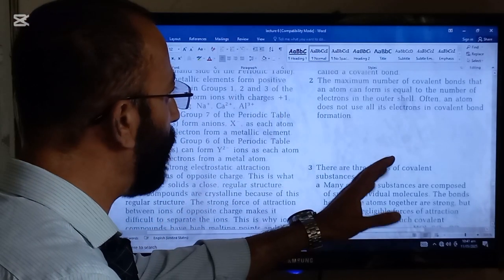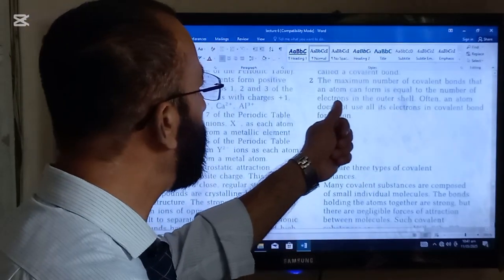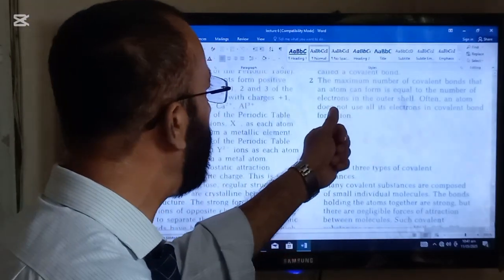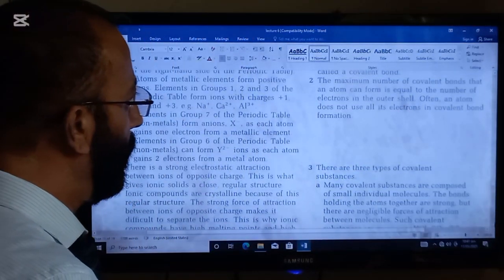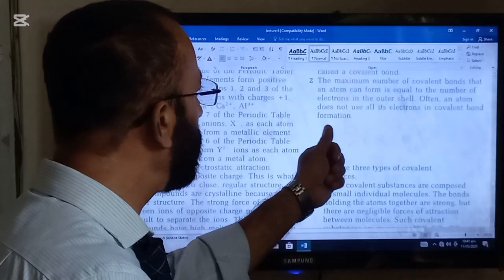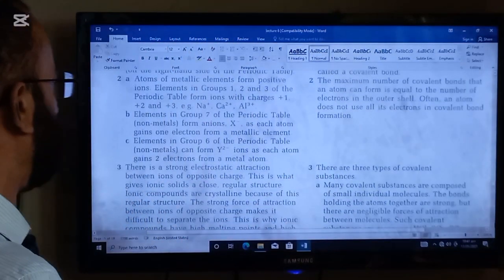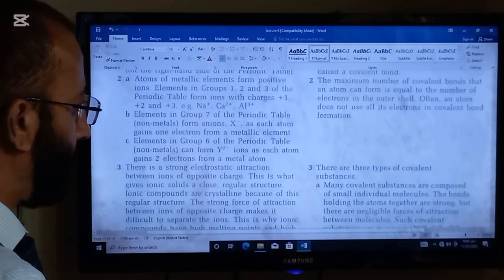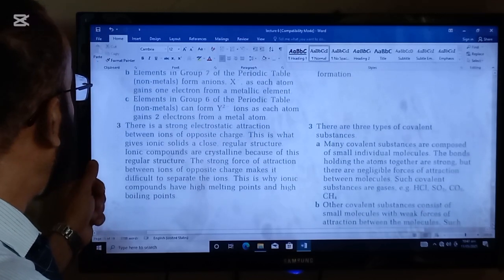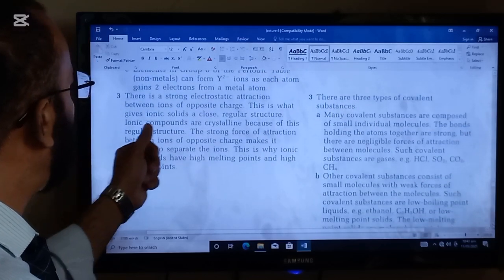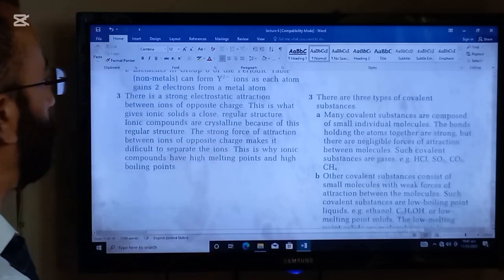Whereas in covalent bonding, the maximum number of covalent bonds that an atom can form is equal to the number of electrons in the outer shell. Often, an atom does not use all of its electrons in covalent bond formation. Next, in ionic bonding there is a strong electrostatic attraction between the ions of opposite charge.